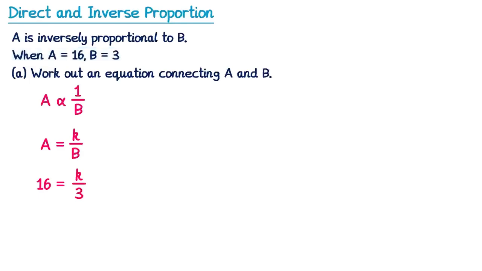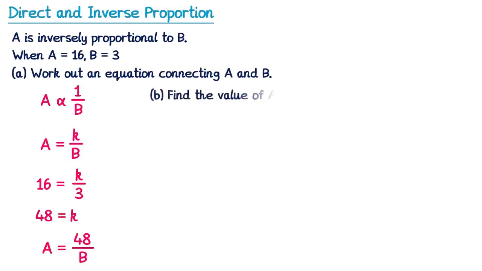Now we solve this to find the value of k. So multiply both sides by 3. If you multiply the left by 3, 16 times 3 is 48. And if you multiply by 3 on the right hand side, you'll just be left with k. Now we go back to this step here and write this out one more time, but replace the k with 48. So a is equal to 48 over b.